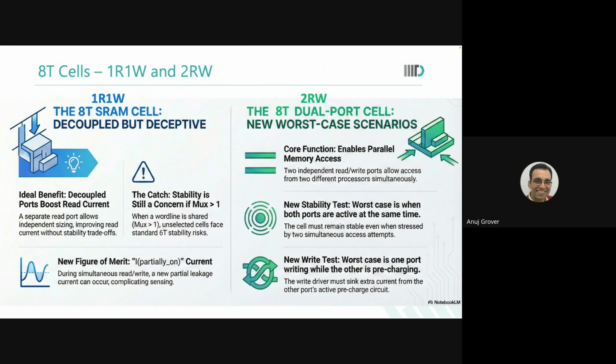I turn its precharge off. I want to read from this port also. So this port starts to read earlier, and this precharge is off. Suppose there was a 1 stored here. This bit line was not supposed to discharge. But in the adjacent cell, there was a 0 stored.